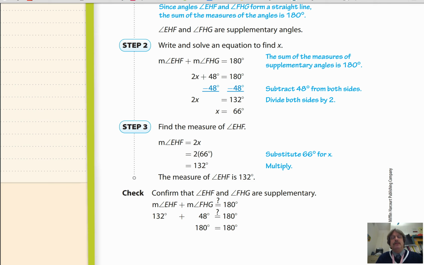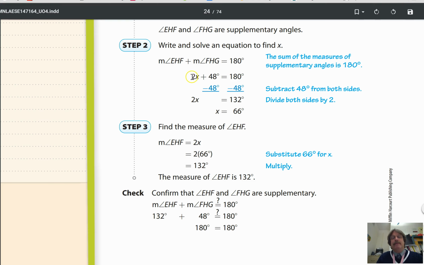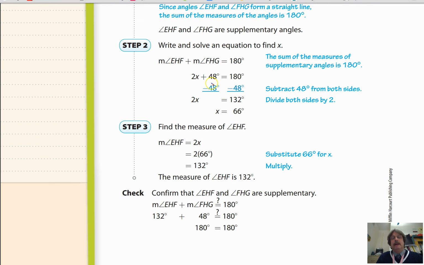So now we're at two-step equations. They have 2x plus 48 equals 180 degrees. We have to isolate for x. So the first step, we've got to get rid of our addition. So we subtract 48. So we have 2x equals 132. And then we have to divide by 2. And so we divide this by 2. And then 132 divided by 2 is 66. So x is 66.